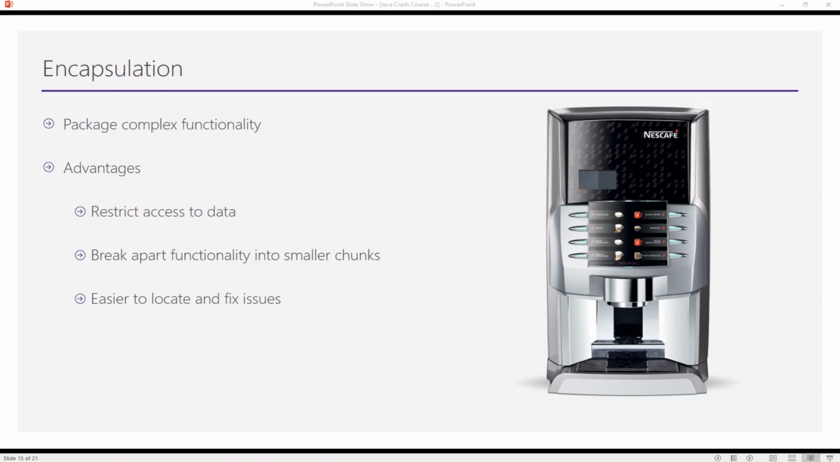Now let's move to discuss the object-oriented aspects of the language. The first in the list is encapsulation. This principle dictates that all complex functionality in the application should be hidden from the user.